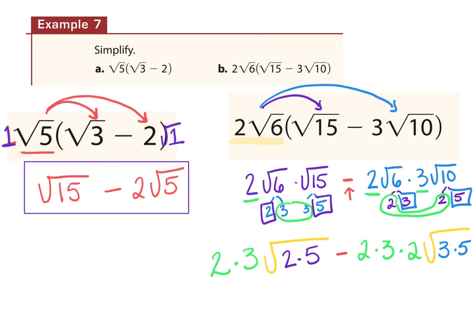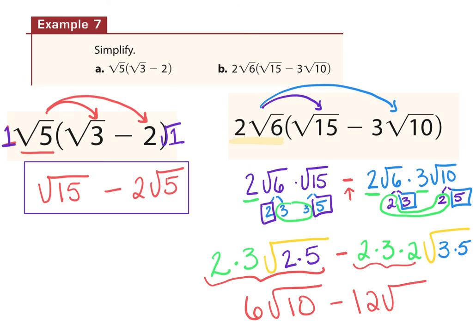Everybody see this? Now all we have to do is simplify them. All we have to do is simplify, and we are finished. Over here, 2 times 3. What's on the outside? 2 times 5. What's on the inside? Over here, I have 2 times 3 times 2. What's on the outside? 12. And then on the inside, I have 3 times 5. 15. This is my final answer right here.